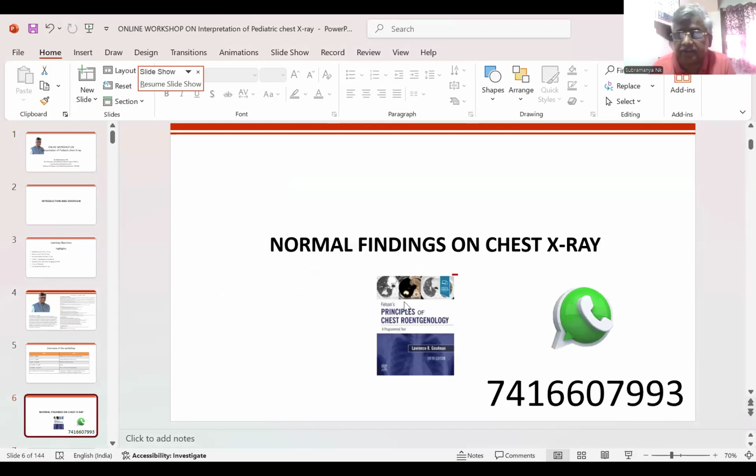Send a PDF of this book, everything I'll send you. Pulmonary edema is interstitial. Bronchopneumonia is alveolar. I'll share with you each and everything. There is absolutely no problem.